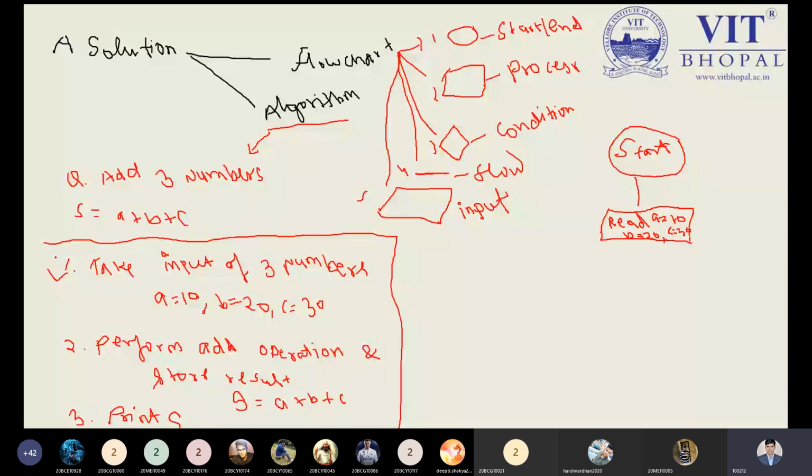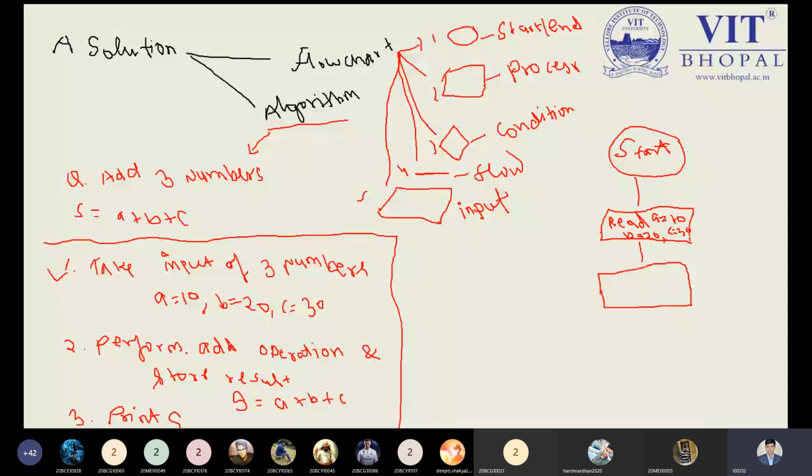The process can be done through the rectangular box. Please excuse me for this designing with the mouse. You will not get confused: please keep in mind this is a parallelogram symbol and this is a rectangle, which is to be used for the process purpose only in the flowchart. Now, what operation do I have to perform? I need to perform the addition. I will not write everything that is written in the algorithm, that is, perform addition operation.